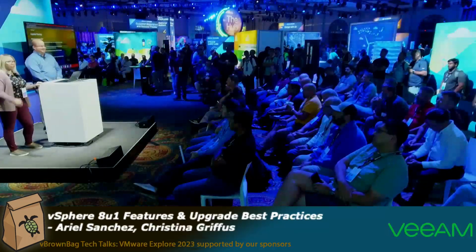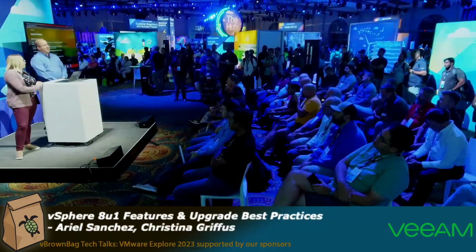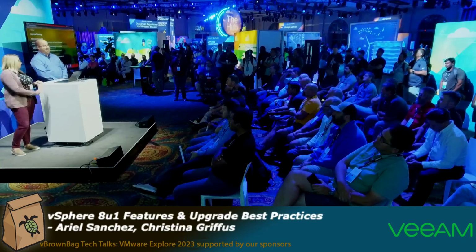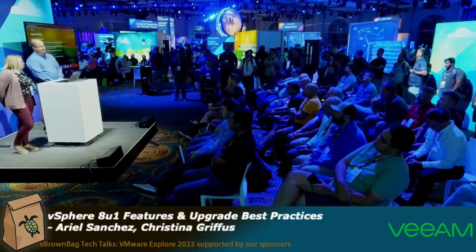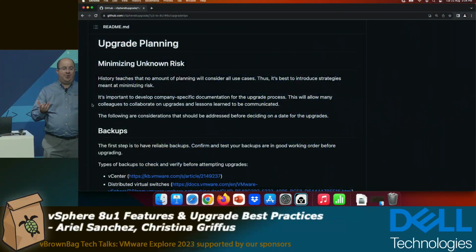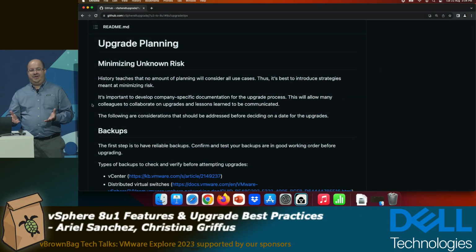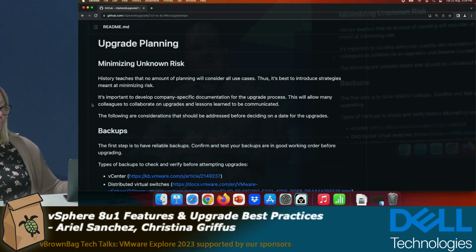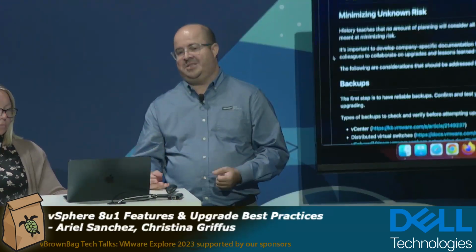A living document. Forever, really. So the next part in upgrade planning, we want to start talking about how you can minimize unknown risk. Anytime you make a plan, something that you didn't expect might go wrong. So our strategy here is trying to minimize impact for whenever something does go wrong that you are not expecting.